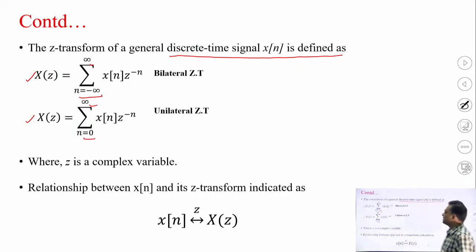Where z is, as I have already discussed, a complex variable, and we can represent the Z transform by this representation, where x[n] is the signal and we take the Z transform of it, so we will get X(z), which is basically the Z transform of the signal.